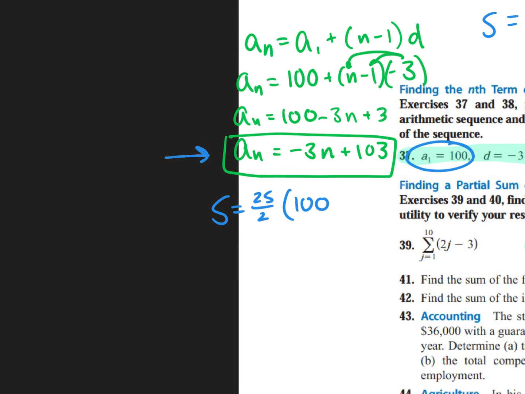Plug it into our a sub n equation. So a sub 25 is negative 3 times 25 plus 103. You're not getting that formula? No. So this is negative 75 plus 103, which is? Just for a sub 25, yeah, would be 28.